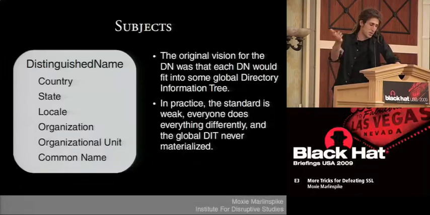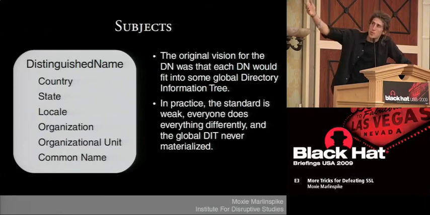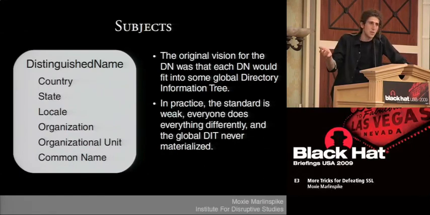The original sort of vision for this distinguished name was that each distinguished name would fit into this global directory information tree, right? So, for me, I would have a certificate, and the country would be USA, state would be Pennsylvania, locale would be Pittsburgh, organization would be Institute for Disruptive Studies, organizational unit would be Research and Development, common name would be Moxie Marlinspike, right? So it's this hierarchical thing that uniquely identifies me, right? In practice, most people get to locale and say, what the fuck is locale? And just type something weird in there. And anyway, the whole thing totally broke down, and the sort of global DIT never really materialized.